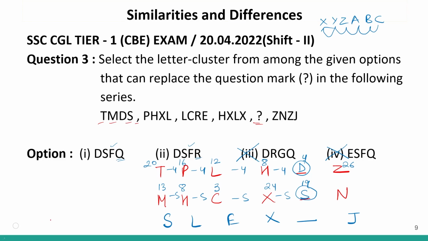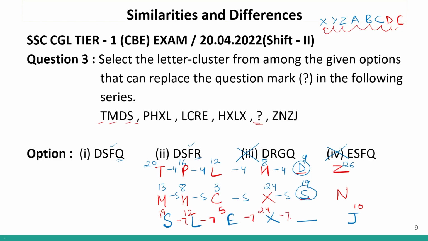Correct? So for the last series, the ranking for S is 19. For L, the ranking is 12. For E, it is 5. For X, it is 24. We have to find out the missing term. And for J, sorry, it is 10. Here I can see minus 7, minus 7. From E, if we are going to X, 1, 2, 3, 4, 5, 6, and 7. So minus 7 over here also.